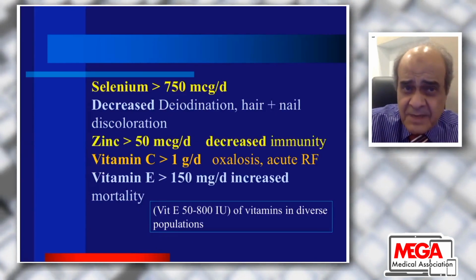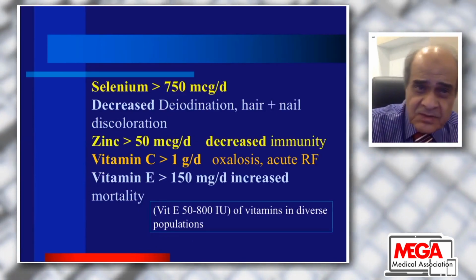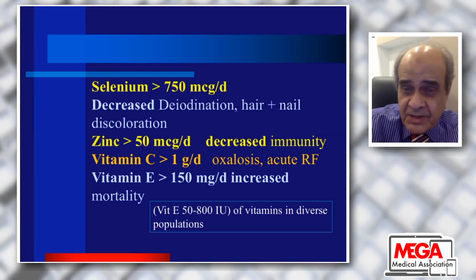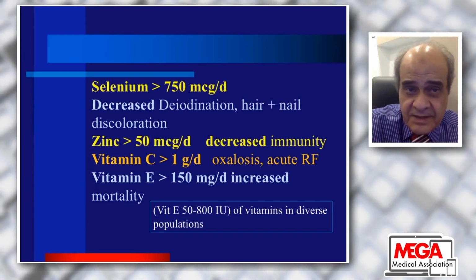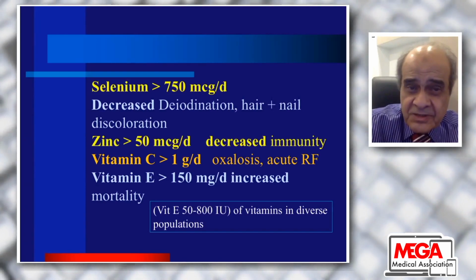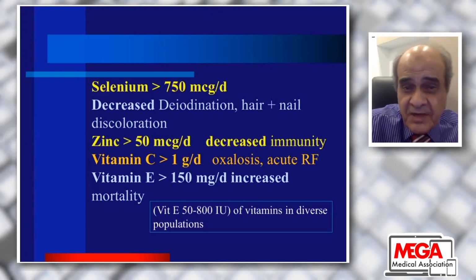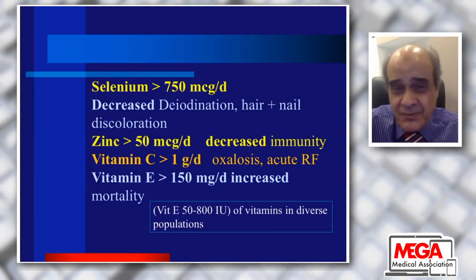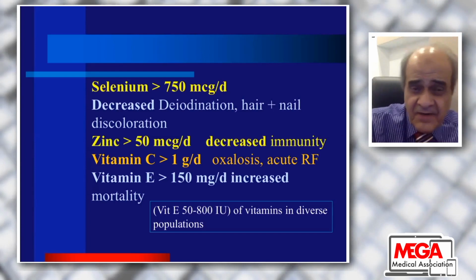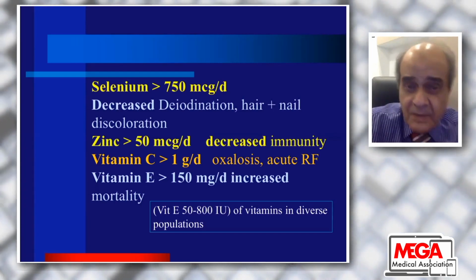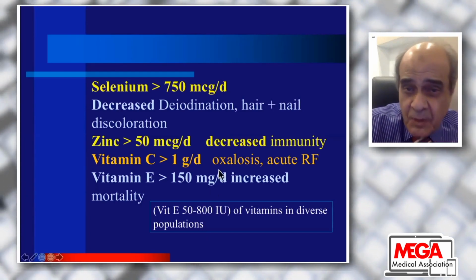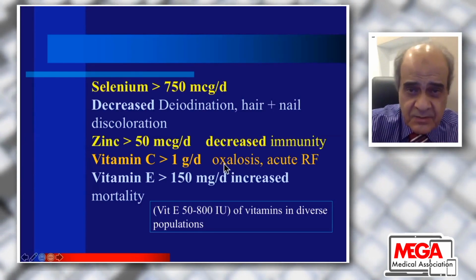Selenium, also in a toxic dose, will decrease deiodination and will lead to hair and nail discoloration. Zinc, which is very important in immunity, if increased, will on the other side lead to decreased immunity. Vitamin C, if more than 1 gram per day, may lead to renal problems, renal stones, and cirrhosis.